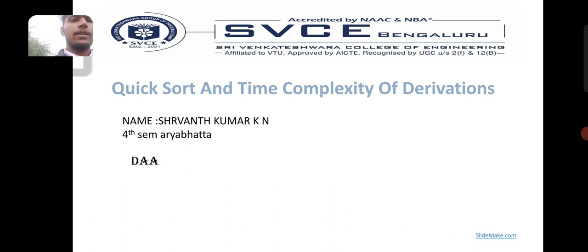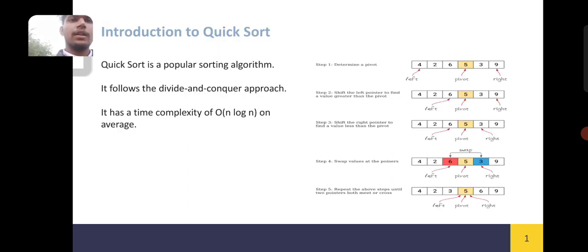Today my topic is quicksort and time complexity derivation. Introduction to quicksort. Quicksort is a popular sorting algorithm. It follows the divide and conquer approach. It has a time complexity of O(n log n) on average.